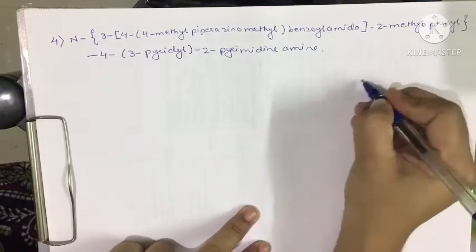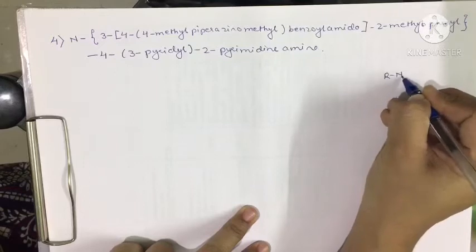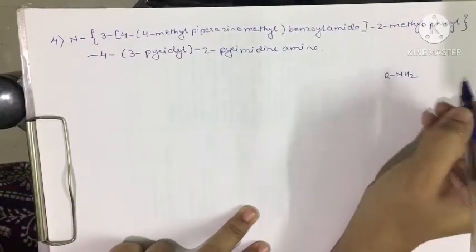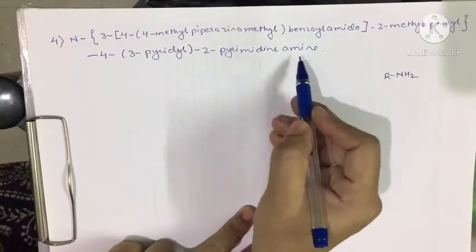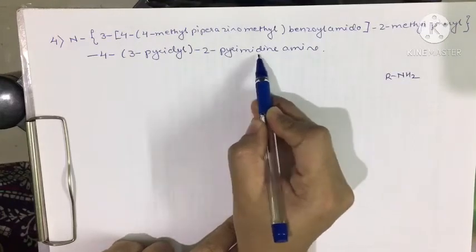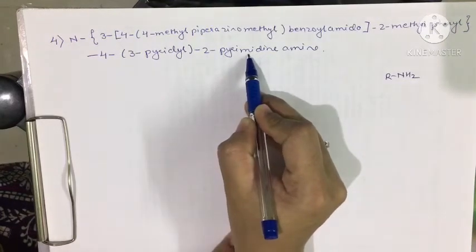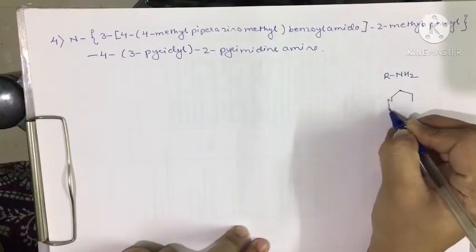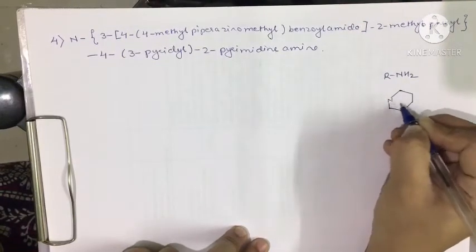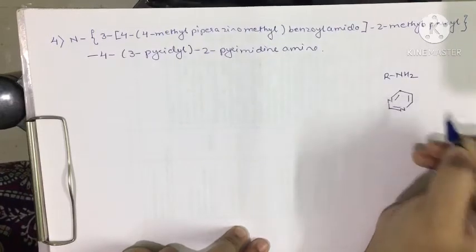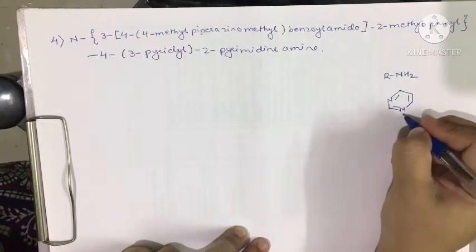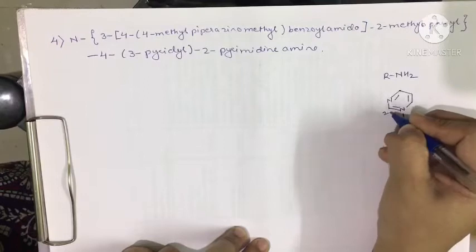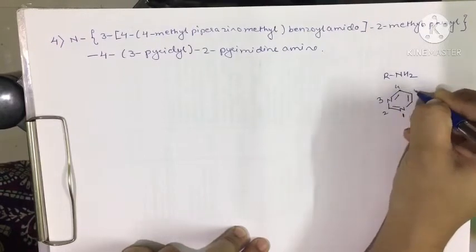So amine is RNH2. This is a general structure of amine, and this amine is somewhere there on pyrimidine. So we have a pyrimidine structure. Pyrimidine is a 6-membered, 2-nitrogen-containing heterocycle. So we number it this way: 1, 2, 3, 4, 5, 6.